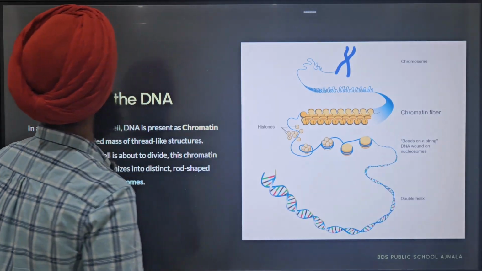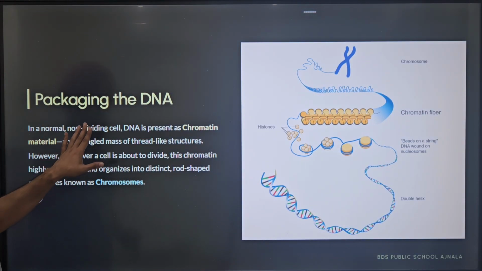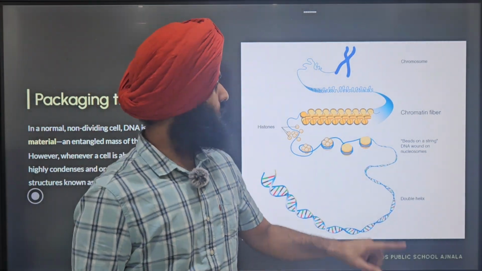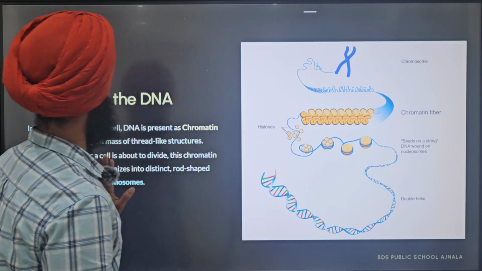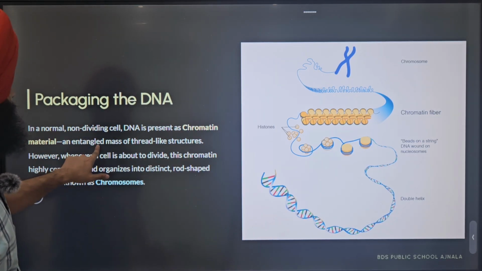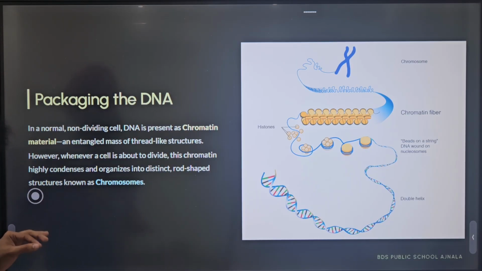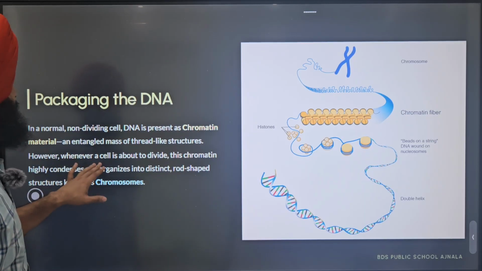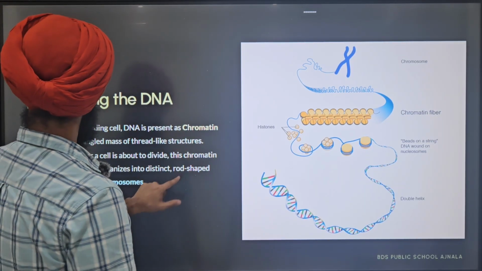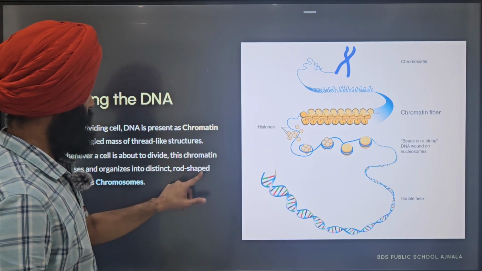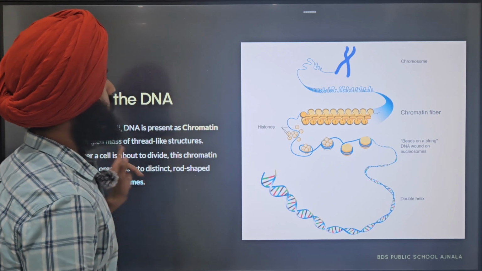So over here we'll read the definitions as well. In a normal non-dividing cell, DNA is present as chromatin. So in a normal undivided cell, the DNA will be present as chromatin fiber, which simply contains the information that is really easy to read. It is an entangled mess of thread-like structures, the threads example I gave you. However, whenever a cell is about to divide, the chromatin is highly condensed and organized into distinct rod-like shapes, and this structure is known as a chromosome.